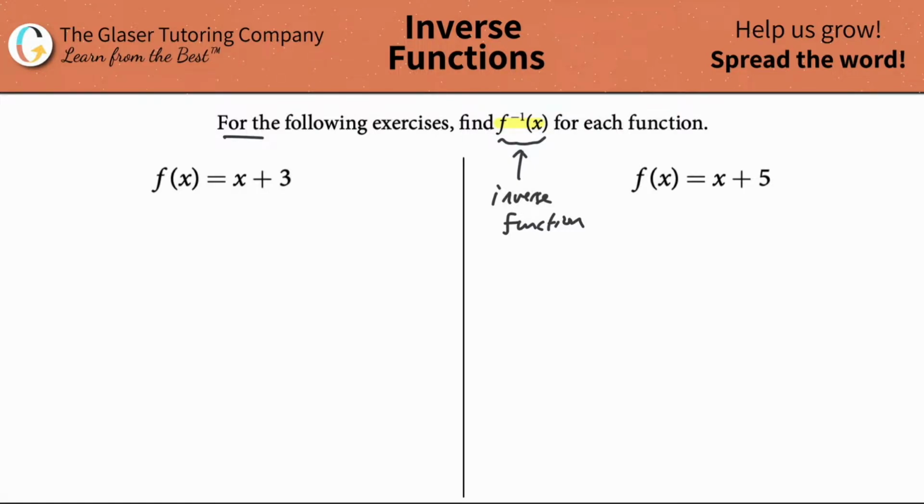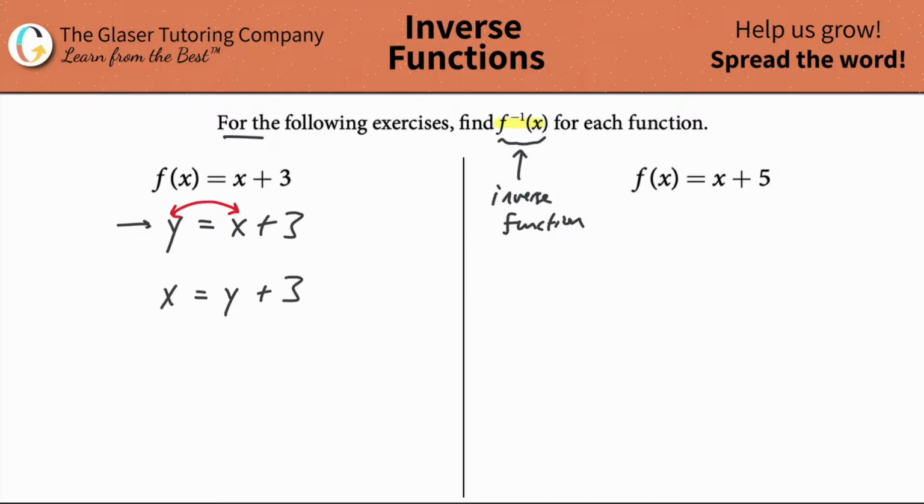All that means is we're going to basically switch around the variables. So instead of writing f of x here, I'm going to write y. It's basically the same thing. Okay? So y is equal to x plus 3. Now, in order to find the inverse function of this, all I'm going to do is switch the x's and the y's. Meaning if there's a y here, I'm going to write an x now. And if there's an x here, I'm going to write a y. So it now looks like this. X is equal to y plus 3.